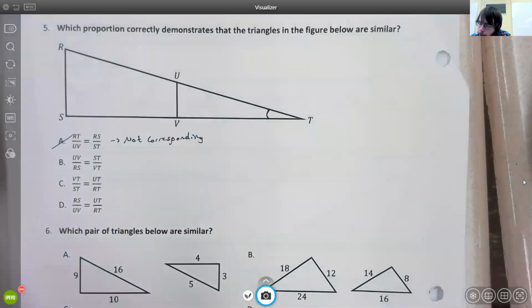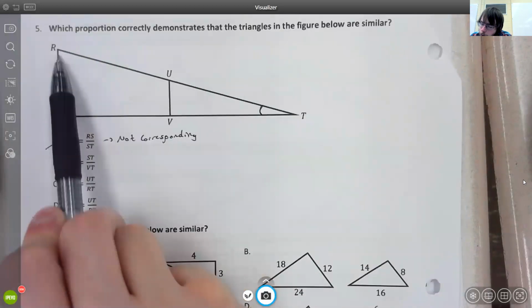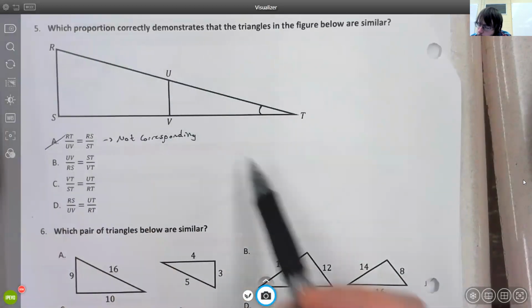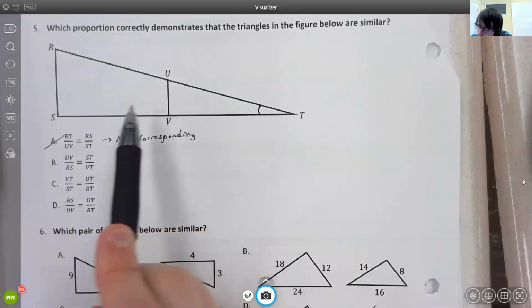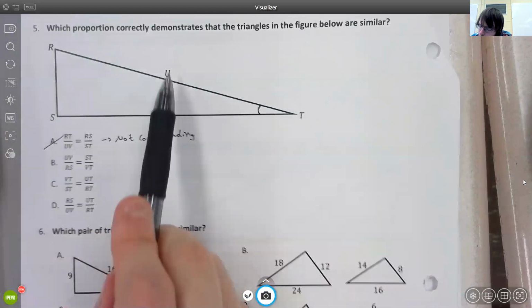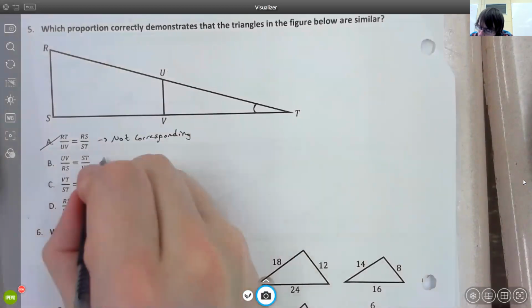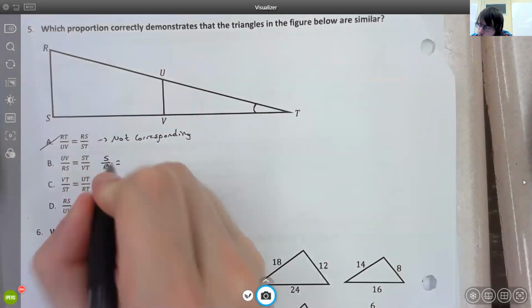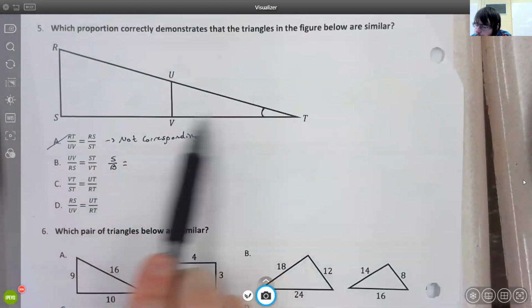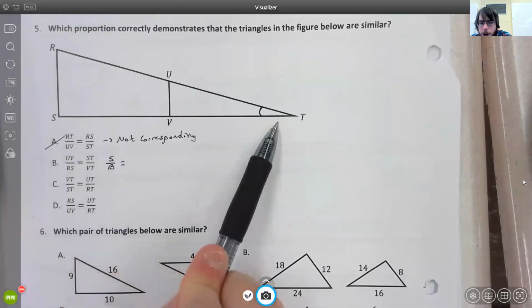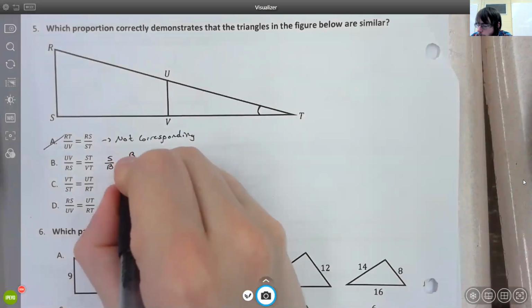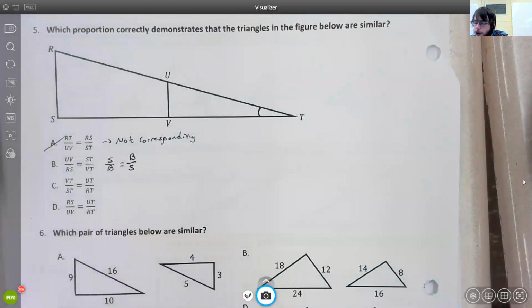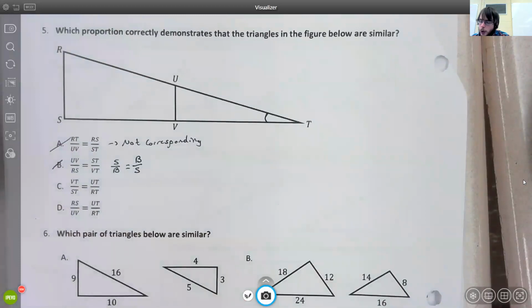So let's look at B. We've got UV over RS and ST over VT. Now, UV over RS, that works. That's small over big. But when we sit here, ST and VT, those do correspond, but ST is our big triangle, whereas VT is our small. So B does not work.